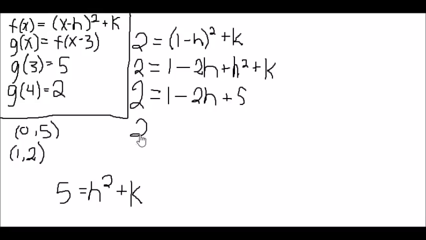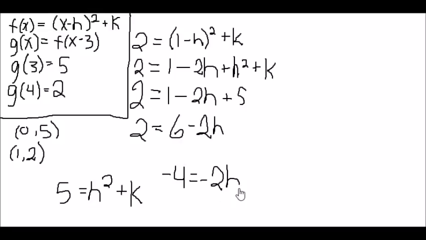Rearrange terms, get 2 equals 6, the 1 plus 5, minus 2h. Then we can go ahead and move the 6 over, subtracting 6 from both sides. We get negative 4 equals negative 2h. Divide 2 off each side, and we get h equals 2. So hopefully this somewhat tricky algebra problem will give you a good basis for other similar SAT algebra problems.